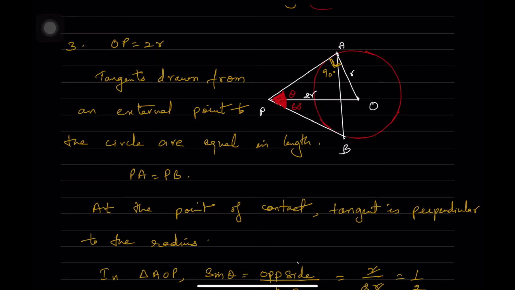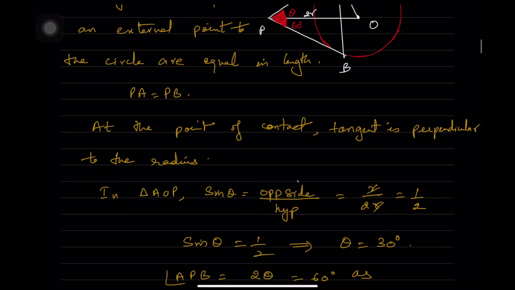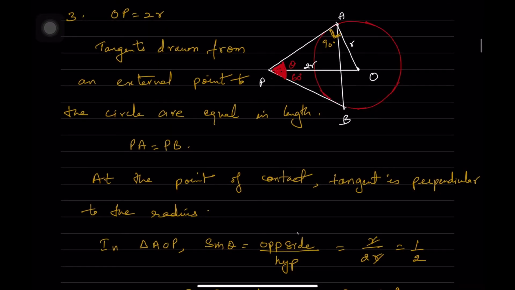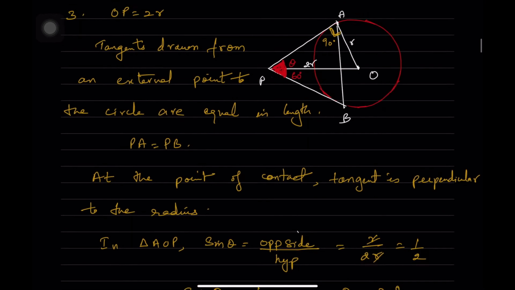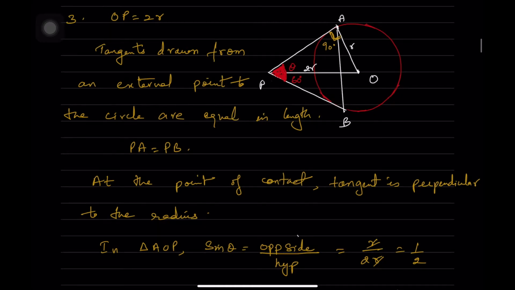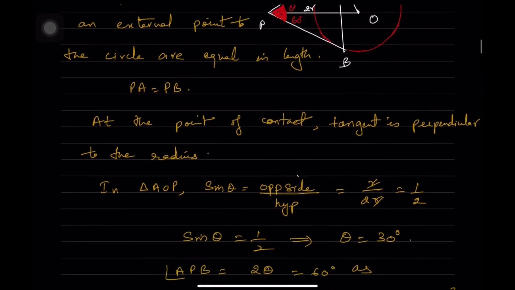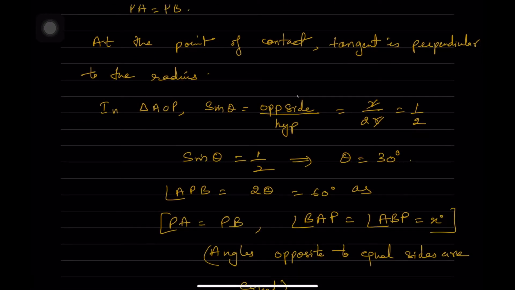At the point of contact, tangent is perpendicular to the radius. So in triangle AOP, sin theta is equal to opposite side by hypotenuse, that is AO by OP, because angle PAO is 90 degrees. We know that at the point of contact, tangent is perpendicular to the radius. So opposite side by hypotenuse is nothing but R by 2R, which is equal to half. Therefore sin theta is equal to half, which implies theta is equal to 30 degrees.